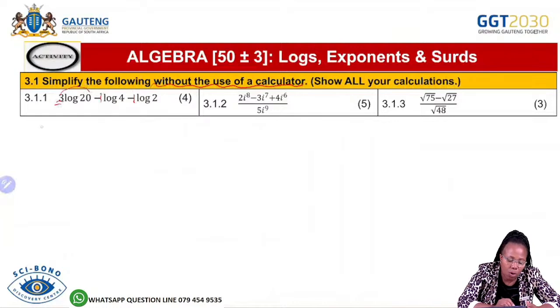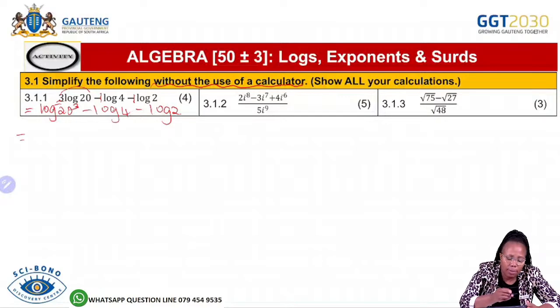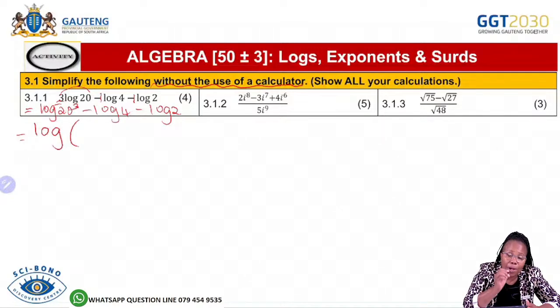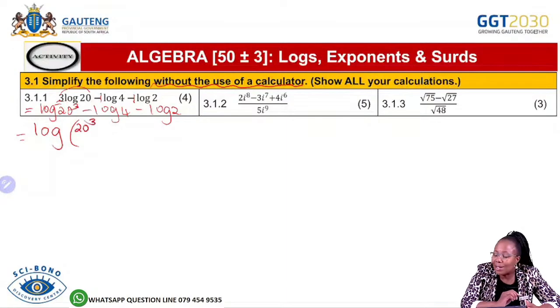Then it will be the log of 20 to the power 3. Remember, minus log 4 minus log 2. And then we can now apply our logs rules. This will be log, single log. Now bracket. On top we are having 20 to the power 3. Or you can write it as 8,000, it's fine, okay?